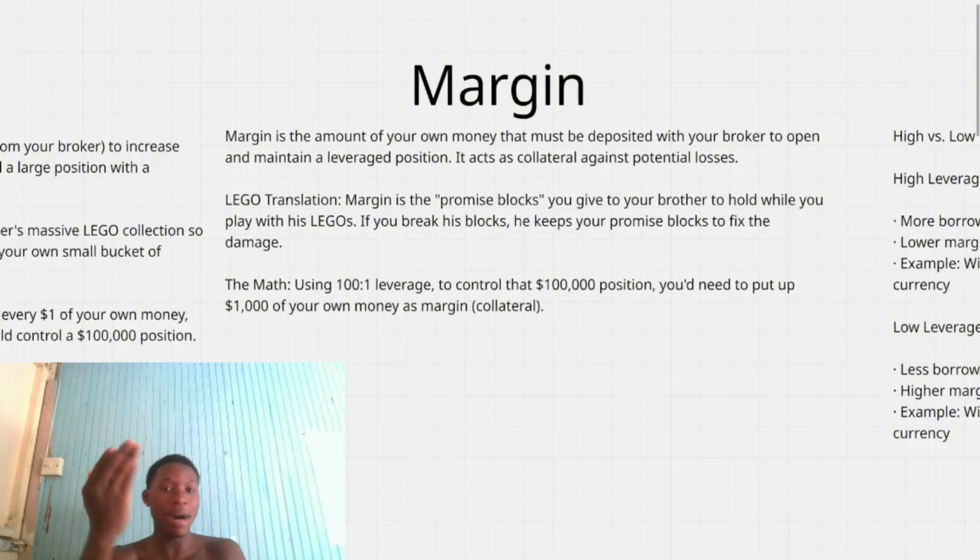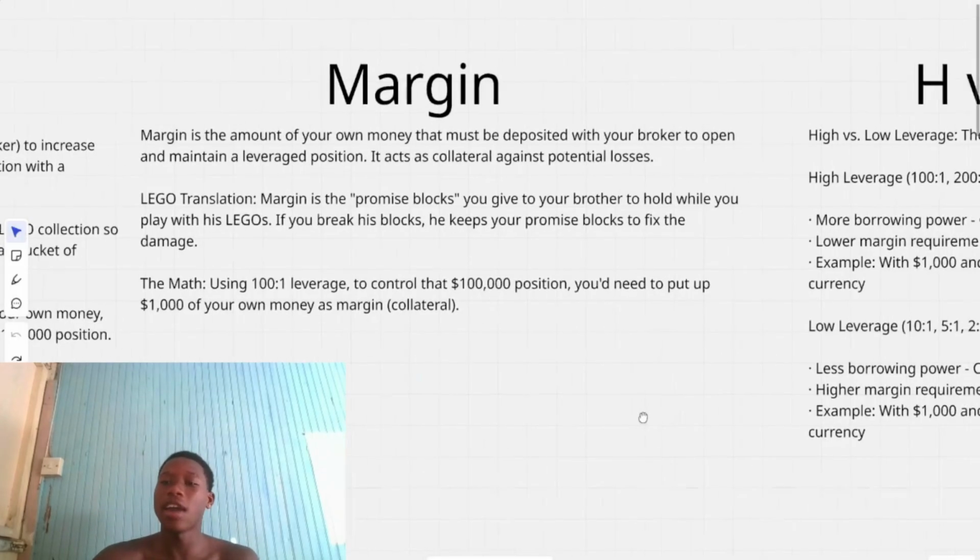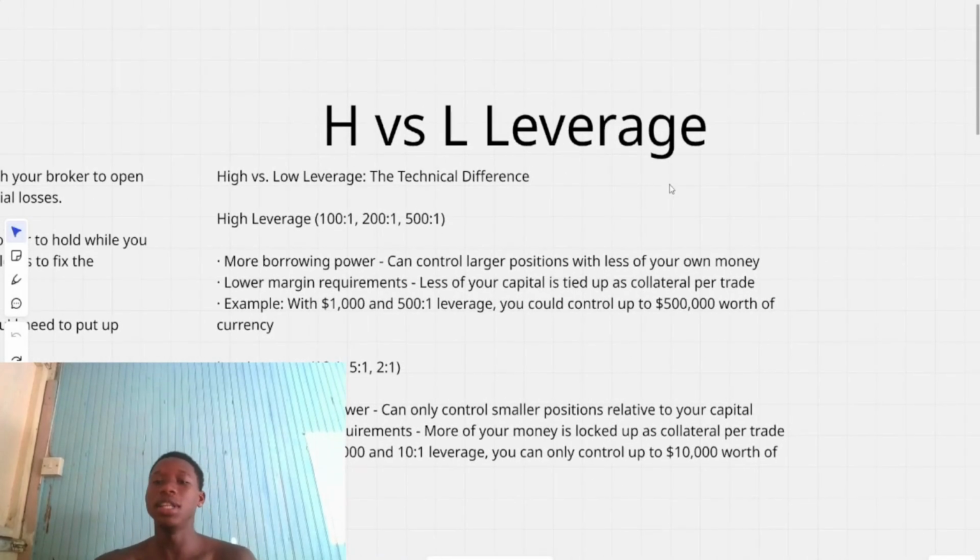Let's go into the math. Using 100 to 1 leverage to control a $100,000 position, you need to put up $1,000 of your own money as margin or collateral. So if that $1,000 gets lost, your big brother is basically going to take that $1,000 because you put it up as collateral. If that $1,000 goes to a loss, they're going to close you out of the position. But we're getting into that. It's starting to get a little bit iffy.